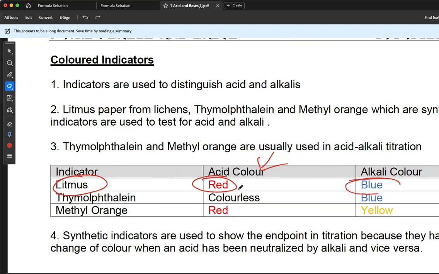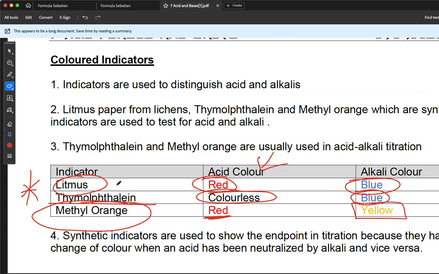Phenolphthalein, or however you pronounce that, will always be colorless in acid, whereas the alkali will be blue. For methyl orange, it will always be red in acid and the alkali will be yellow in color. You have to remember this.